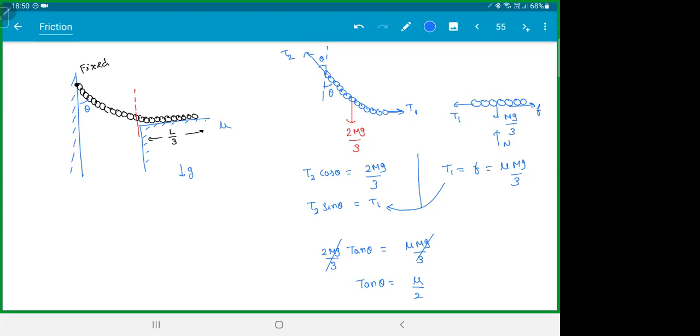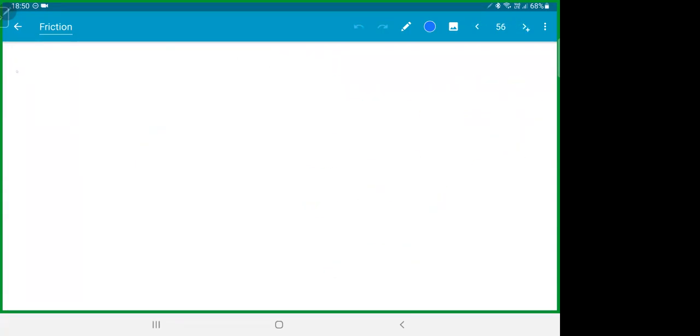Clear? Next one. Next one is a good one, right? This is a conveyor belt top view. So we got a conveyor belt here, which is going horizontally. So the conveyor belt moves with constant speed.